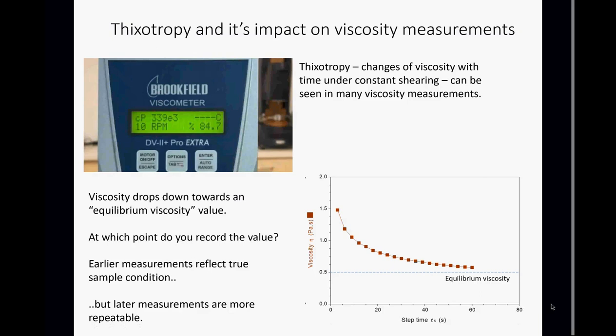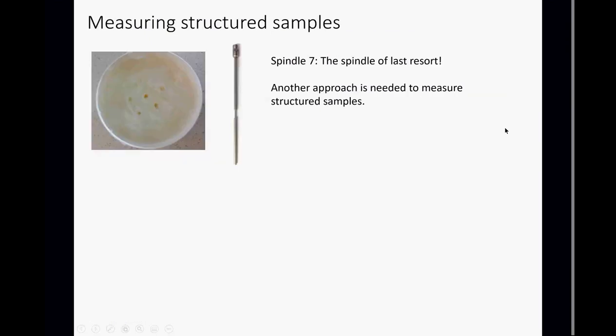And it's important here to understand that if you take a reading early on in the measurement, you're going to get something that's more representative of the product in the condition it was in when you started to measure it. But that's going to be a much less repeatable measurement as well, really. And the longer you take to effectively pre-shear the sample, the more repeatable those measurements become. Okay, so thixotropy is one thing to take into account. Thixotropy can be thought of as a breakdown of structure.